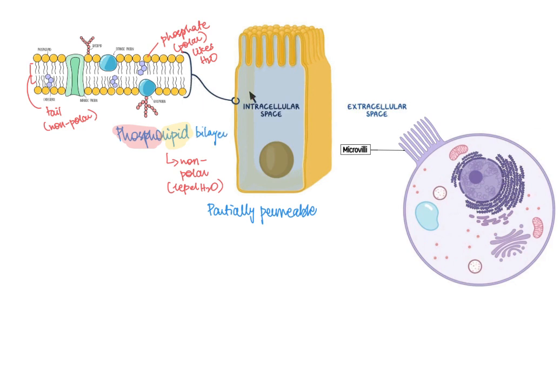Now, if you notice this diagram as well as this diagram, you can observe that from the cell membrane, there are these finger-like projections that are protruding or coming out from the membrane itself. These finger-like projections of the cell membrane are called microvilli, and their sole purpose is to increase the surface area to volume ratio of the cell membrane.